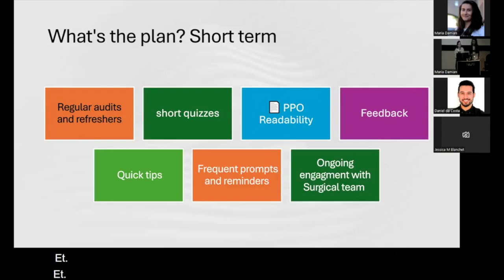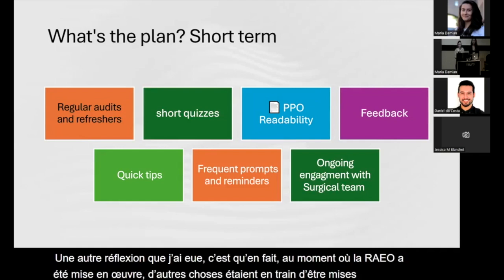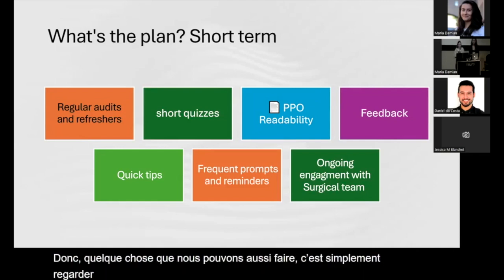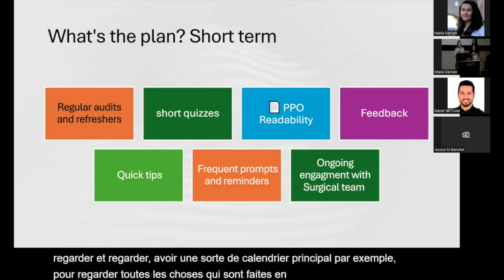Another reflection I had was that at the time that ERAS was implemented, other things were being implemented at the same time. So something we can also do is have a master calendar, for example, to look at all the things that are being done at the same time, or try to avoid having things being done at the same time.